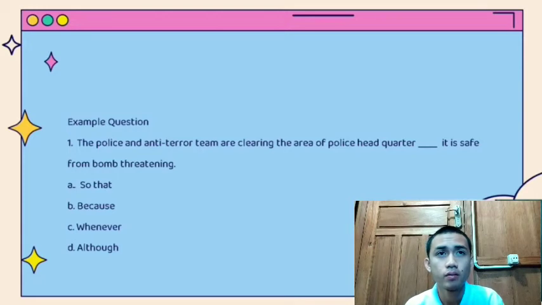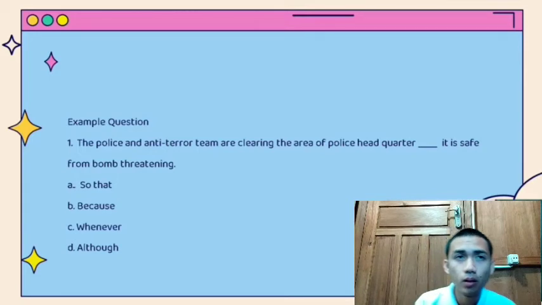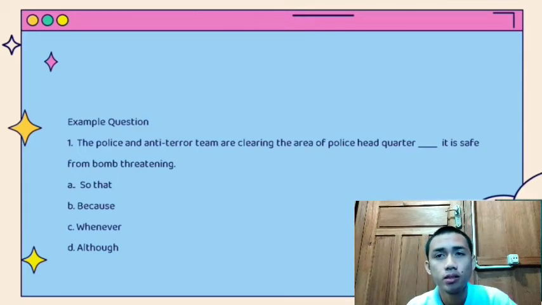Simple question. 1. The police and anti-terror team are clearing the area of police headquarters, blank, it is safe from bomb threatening. Option A. So that. B. Because. C. Whenever. D. Although. Option E. B and D are incorrect because the sentence is not perfect, and C, whenever, is wrong because it is not the answer.